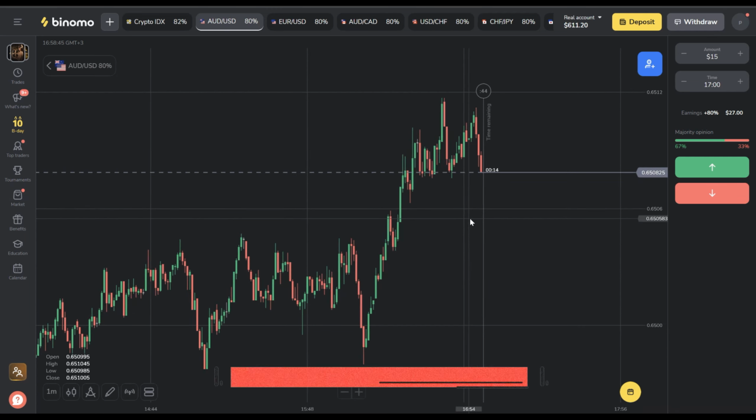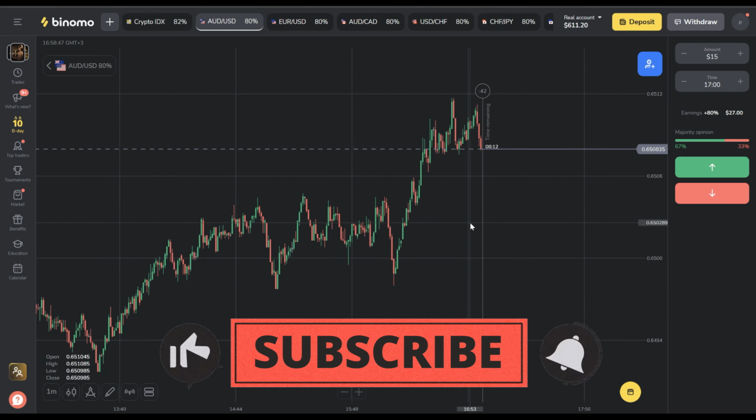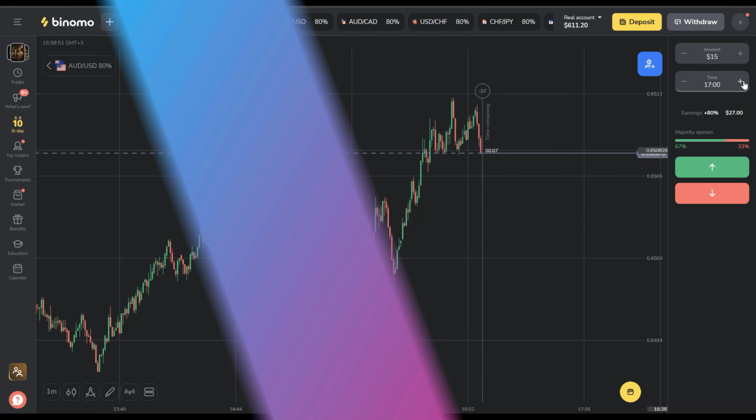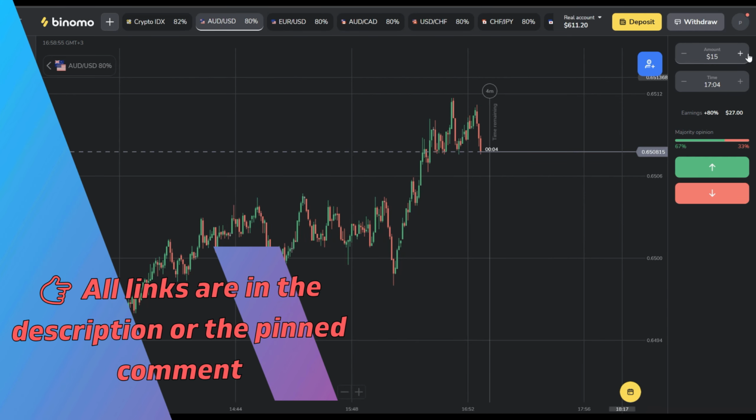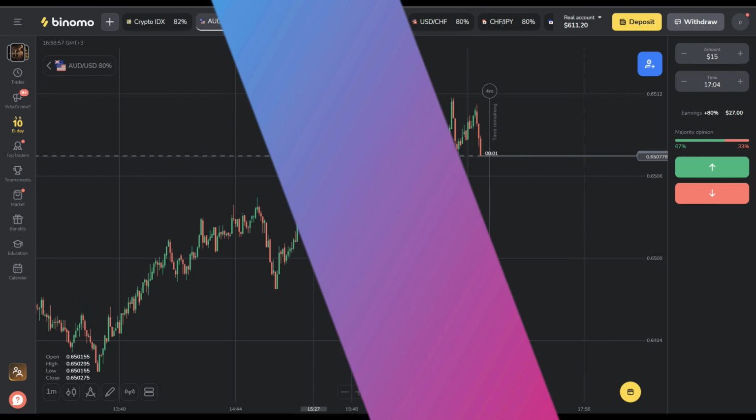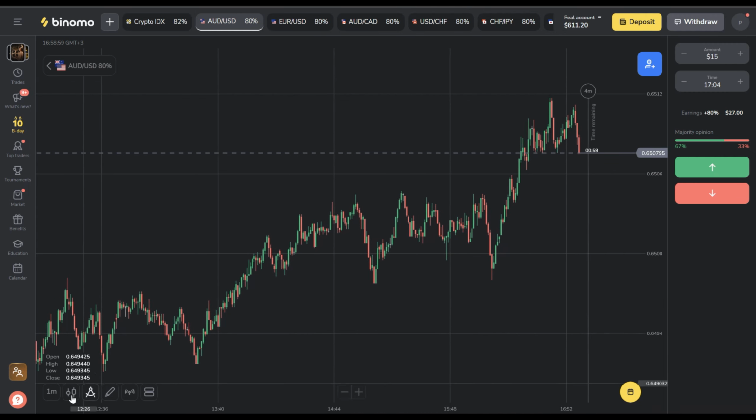Hello everyone, we are on the Binomo trading platform. Today, we are going to make money with this broker. We will be trading based on support and resistance levels with an expiration time of 5 minutes. And the investment amount for each trade is $15. I think that's quite enough. Let's take a look at what's happening on the charts.